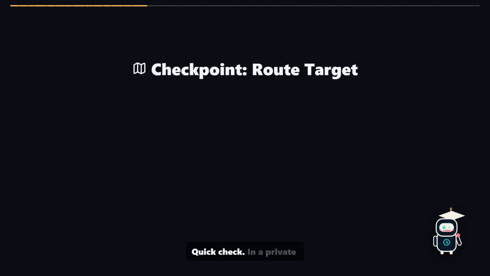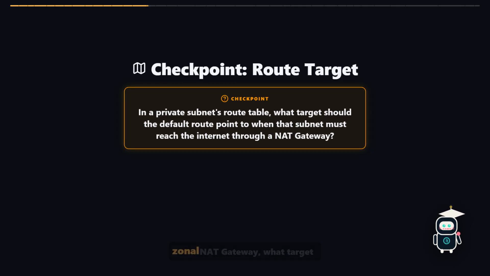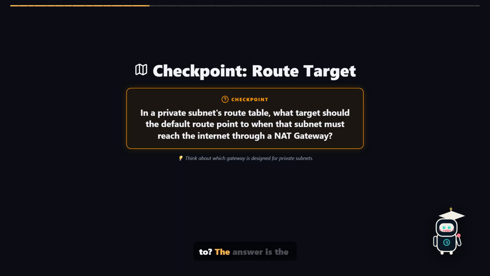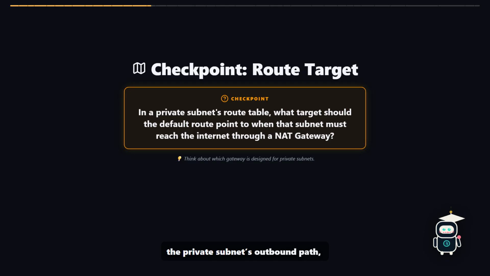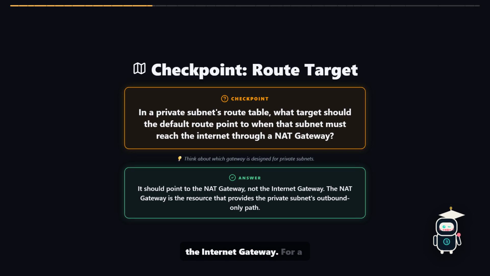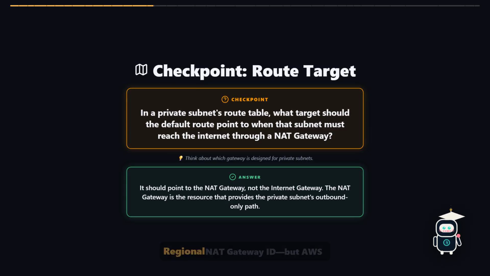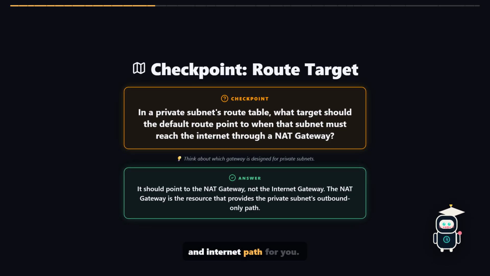Quick check. In a private subnet that needs outbound IPv4 internet access through a public zonal NAT gateway, what target should the default route point to? The answer is the NAT gateway, not the internet gateway. The NAT gateway is the private subnet's outbound path, and the NAT gateway's own public subnet routes onward to the internet gateway. For a regional NAT gateway, the private subnet route also targets the regional NAT gateway ID, but AWS manages the gateway's multi-AZ expansion and internet path for you.